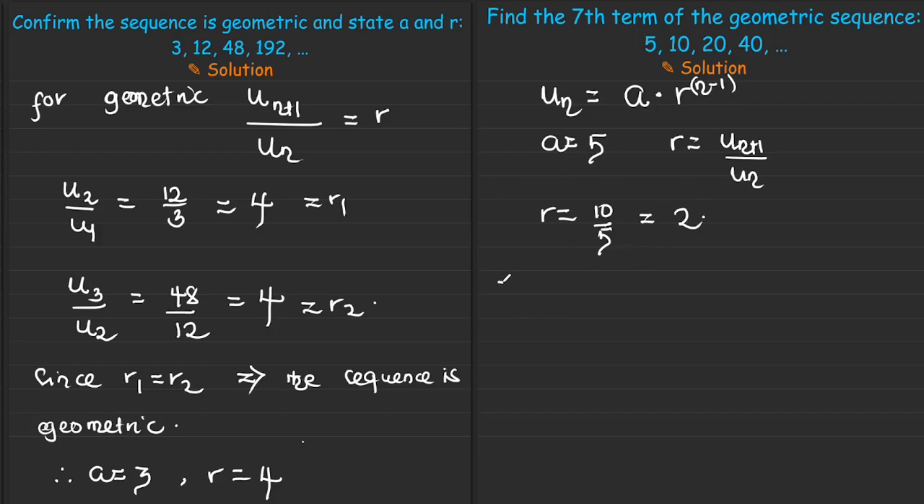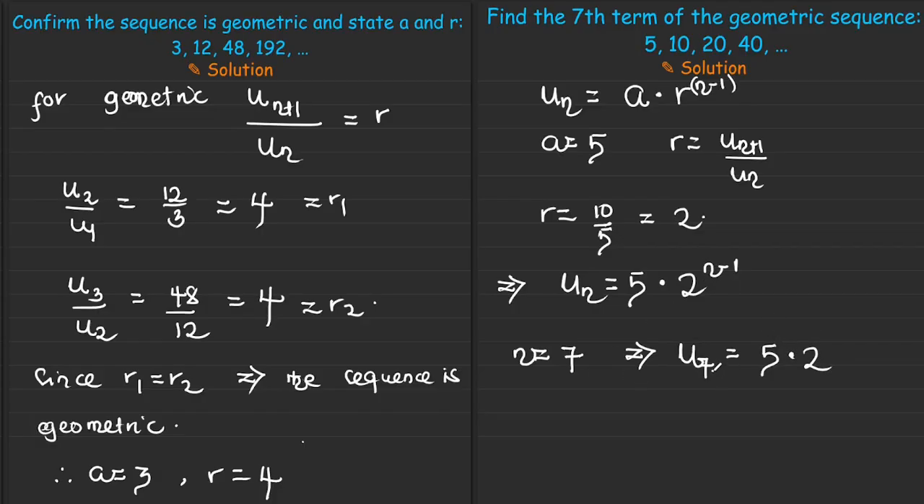With this, we come all the way here and see our general term is a, where a is 5, so 5 times r. Our r is 2, so to the power n minus 1. The question asked us to find the seventh term, so it simply means that our n is equal to 7. If n is equal to 7, then u7 will give us 5 times 2 to the power n, in this case 7, so 7 minus 1.